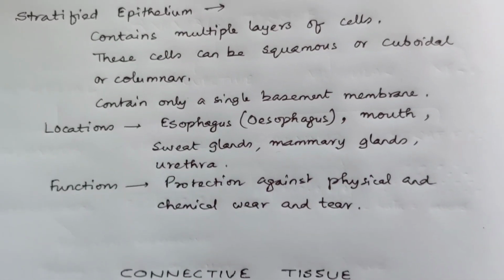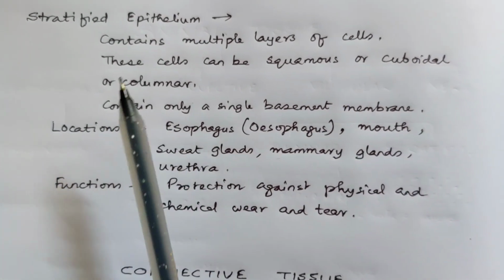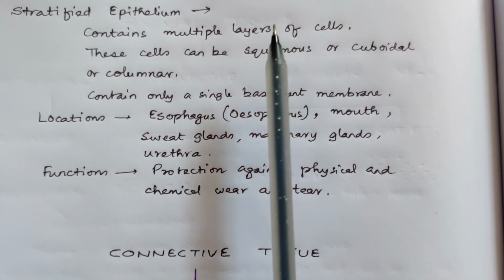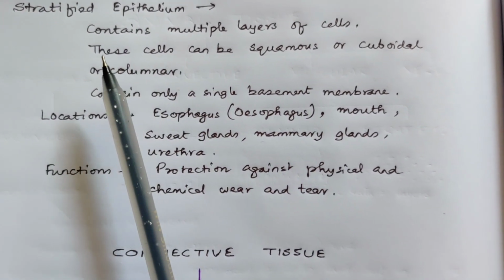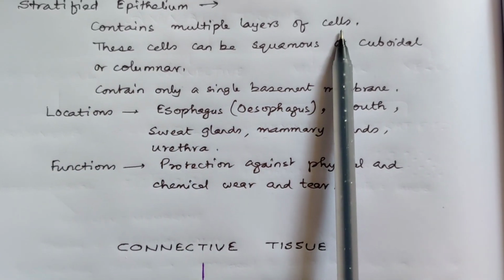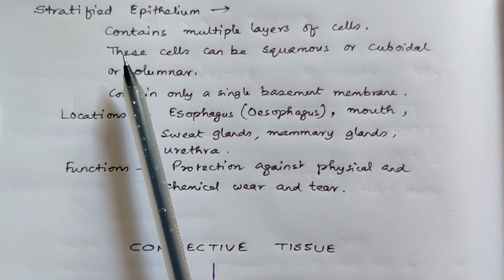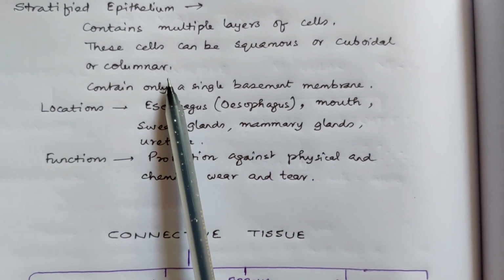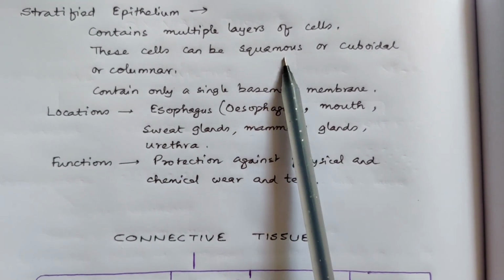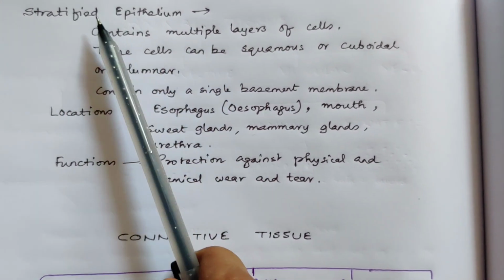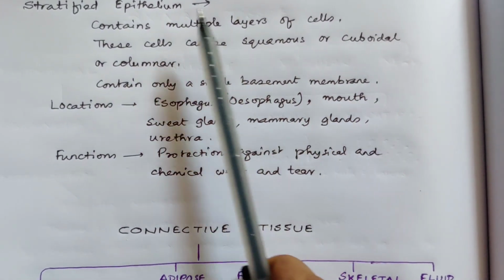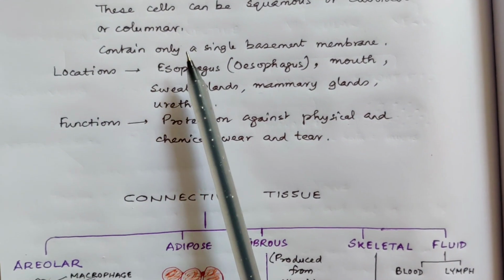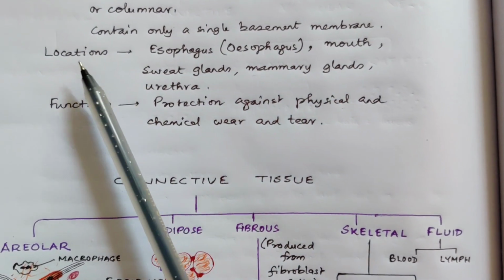Coming to the last part, stratified epithelium. They contain multiple layers of cells, as I told you, but only one basement membrane. Remember, the cells may be multiple layered, but there is a single basement membrane. These cells can be squamous or cuboidal or columnar. So you can call it stratified squamous epithelium, or stratified cuboidal epithelium, or stratified columnar epithelium. They contain only a single basement membrane.